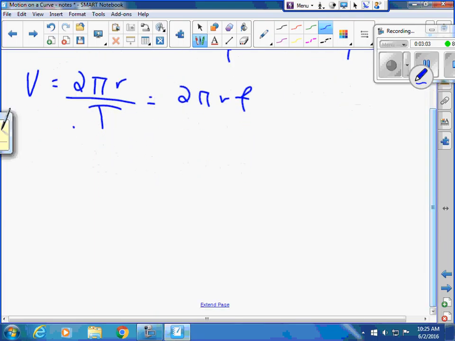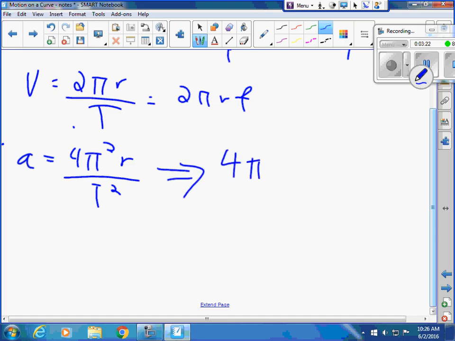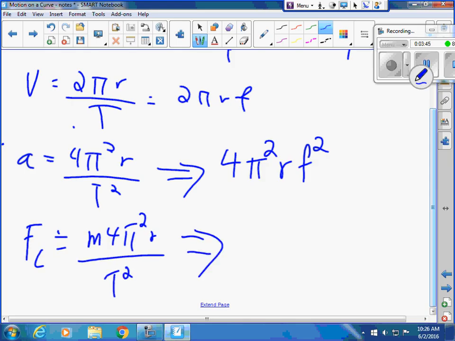And that is true for all the other ones as well. So when we've got A, which is 4 pi squared r all over T squared, the longest formula of all time, it becomes 4 pi squared r F squared. And similarly, if centripetal force is m 4 pi squared r all over T squared, that's equivalent to m 4 pi squared r F squared.